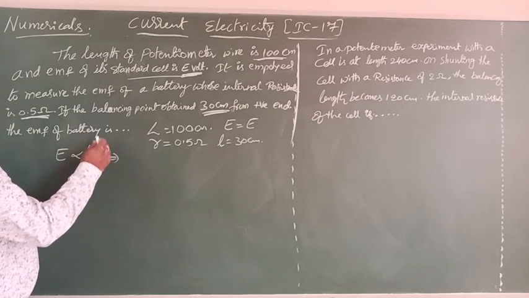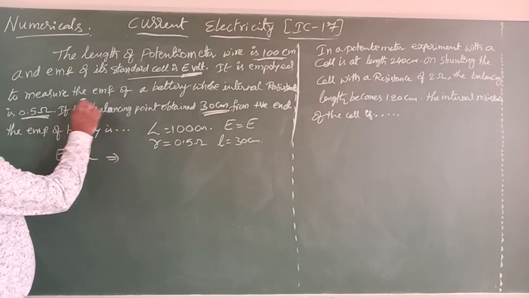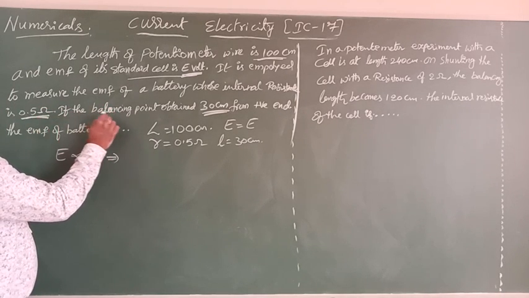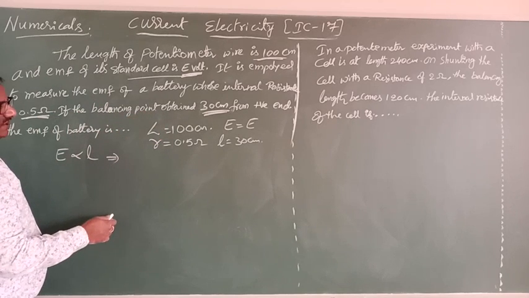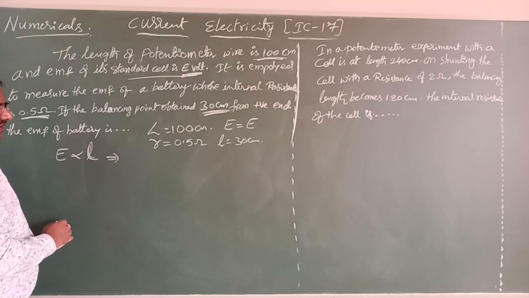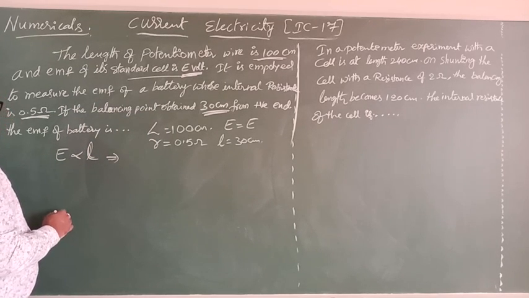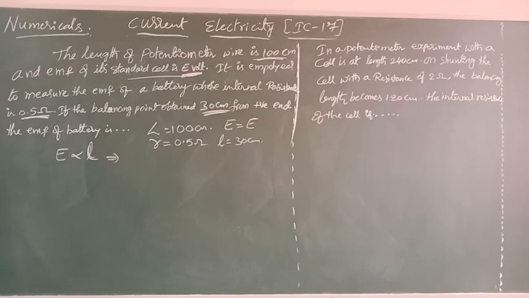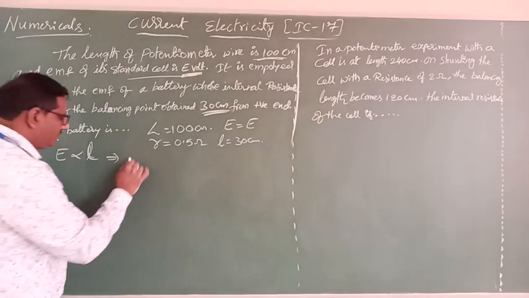Second, the internal resistance of the cell is given. The balancing point obtained is 30 centimeters, small l, is also given. So this is a small l. Then the EMF of the battery, they are asking EMF. So what can we write?